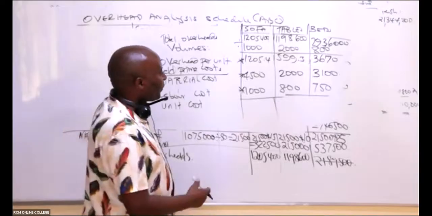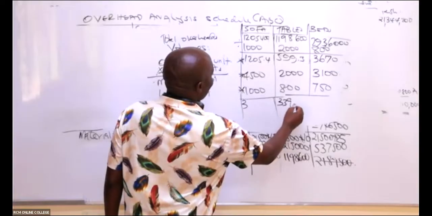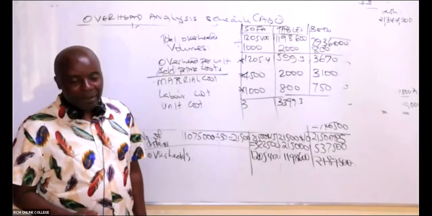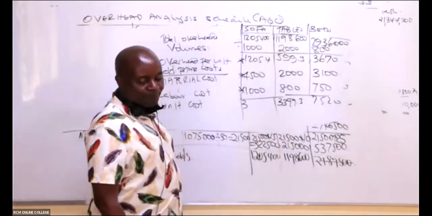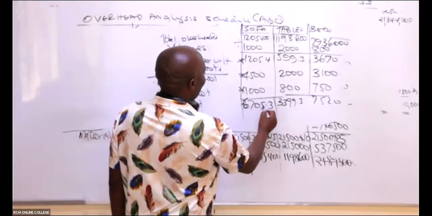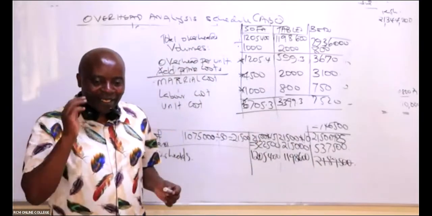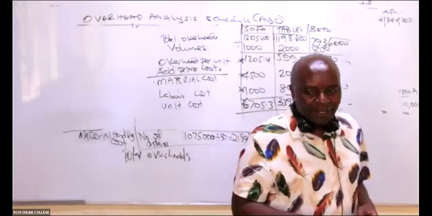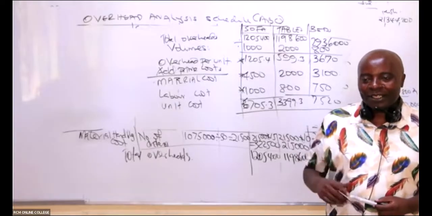Tables, how much? 33. 99.3. Thank you so much. Beds 2520. Sofas 6705.3. So if you compare the traditional method and this ABC method, the answers can never be the same. The cost that we have there will be different. Which method in this case here will you trust their figures? ABC. It's modern.